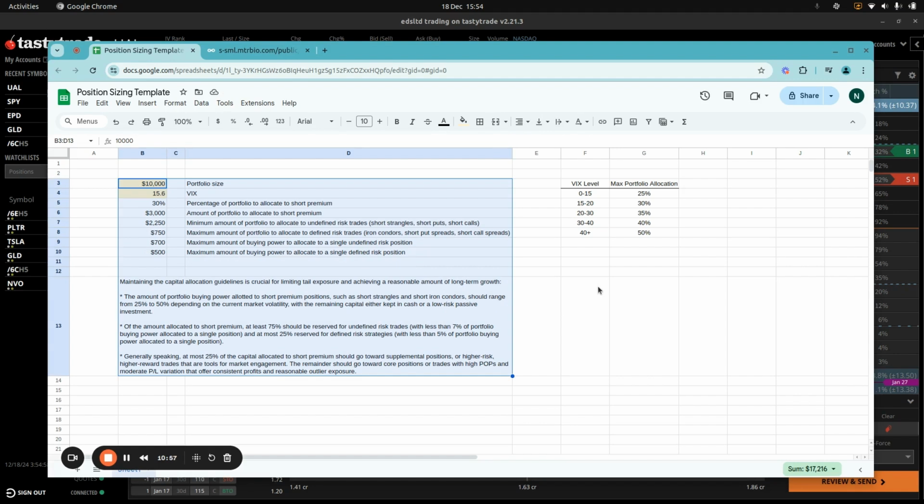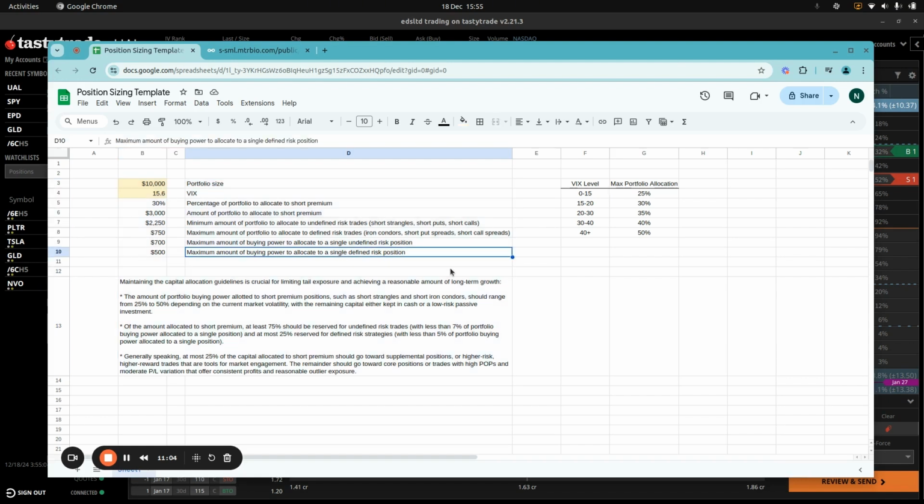At this point, you simply need to use this information to form the backbone of your portfolio. It will tell you the maximum amount of buying power to allocate to any single defined risk position, undefined risk position, and how much of a portfolio you should be allocating to short premium strategies in general. And as long as you stick to this framework over the long term, you will be absolutely fine.